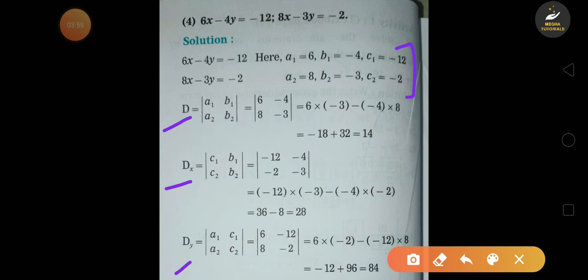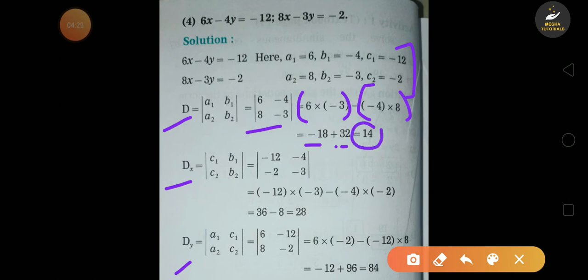So after putting the values for d, we will get 6 8 minus 4 3. So in one bracket 6 into minus 3, in another bracket minus 4 into 8, in between minus sign is there. So 6 3s are minus 18, then minus 4 into 8 minus 32, minus minus plus 32. So minus 18 plus 32, you will get 14.